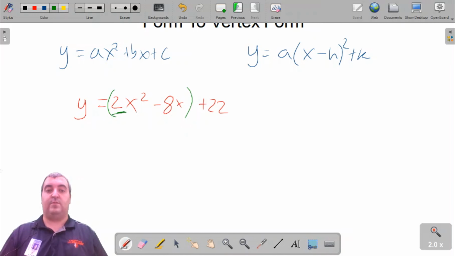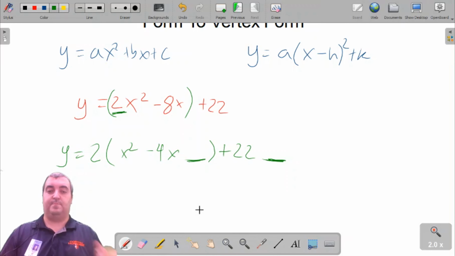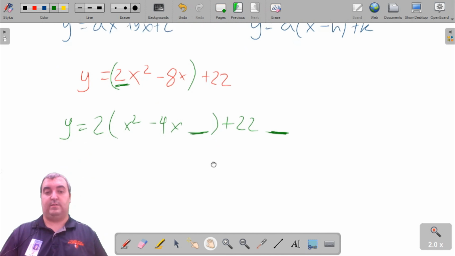Now, if there's something here, you have to factor it out because that's your a term. So we want that out in front, so we're going to end up going y equals 2 times (x squared, and we grouped it for this purpose, so we're factoring the 2 out of the 8 as well. So minus 4x, and then I'm going to leave a blank. And then I'm going to put plus 22, and then I'm going to put another blank at the end. Okay. What goes in these blanks is the completing the square process.